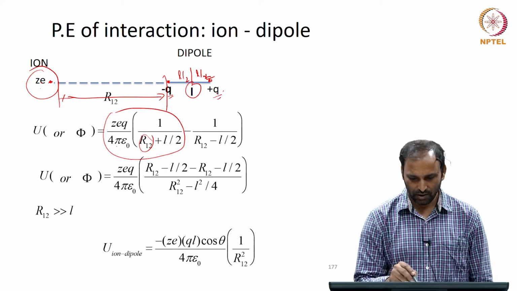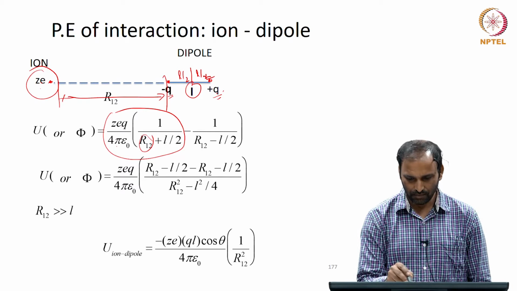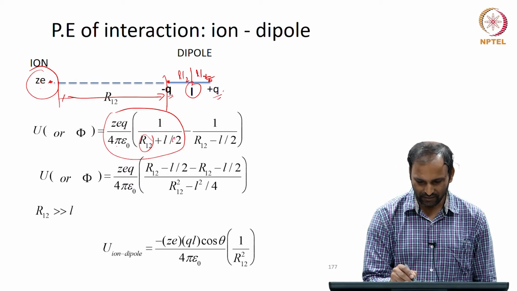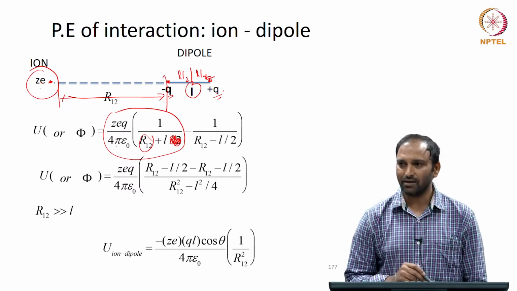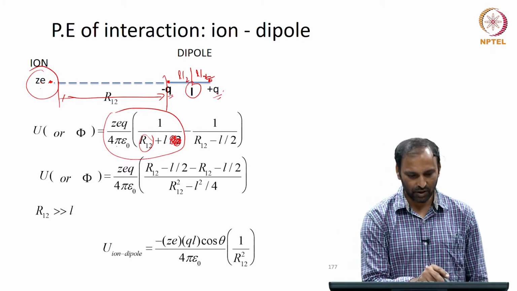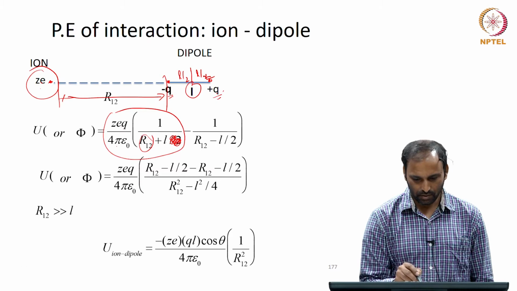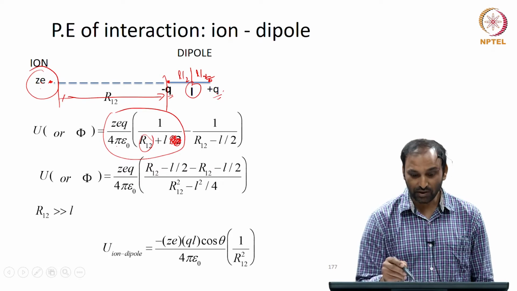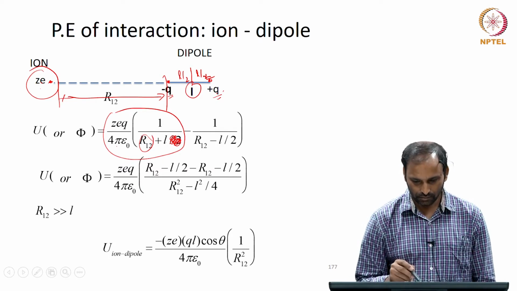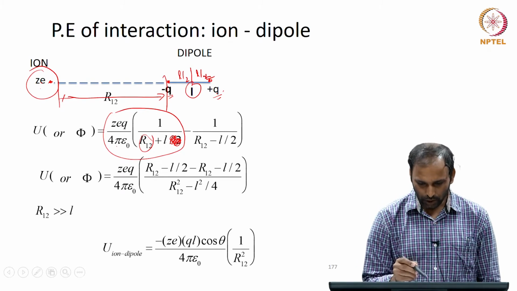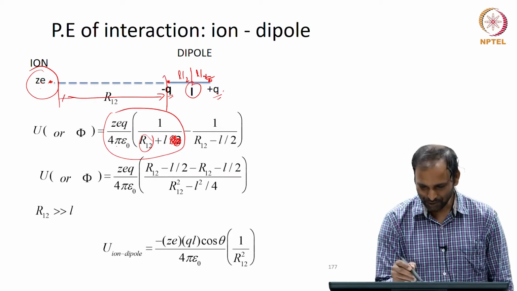Okay, so therefore, this is going to be L. There is a small mistake here, because if you look at R12, it should be from the center of the dipole. R12 would be, yeah, that's true. Let's do it like that.